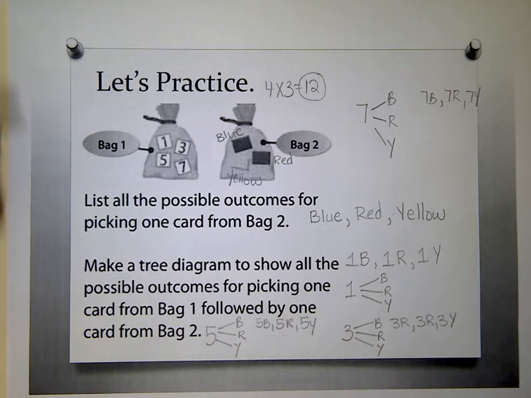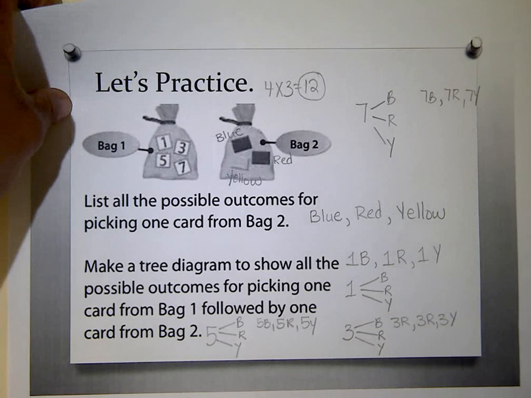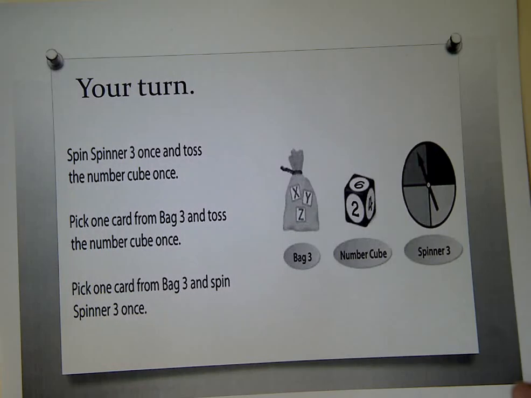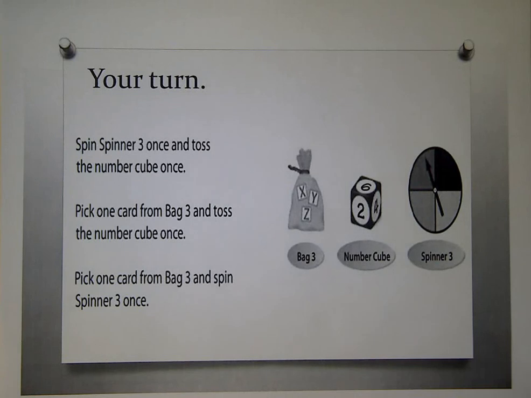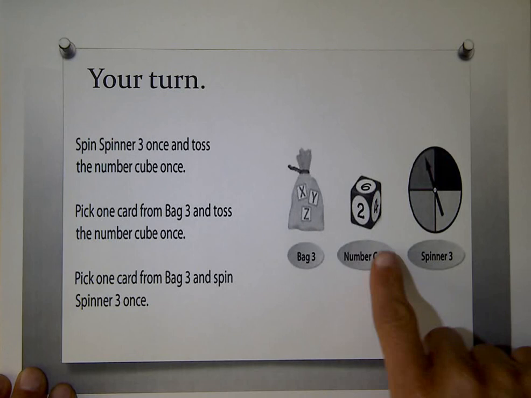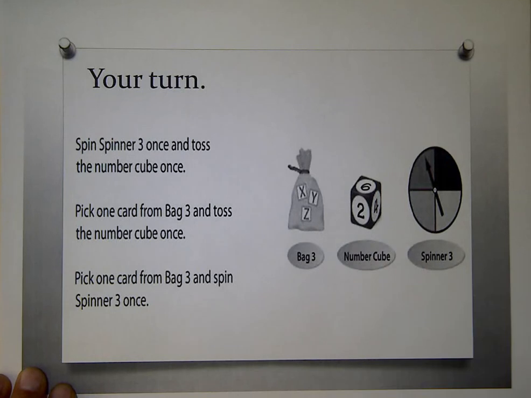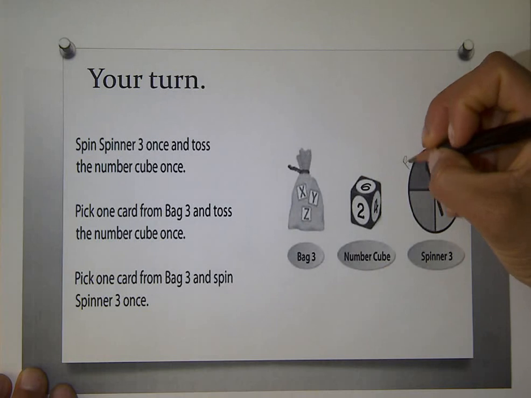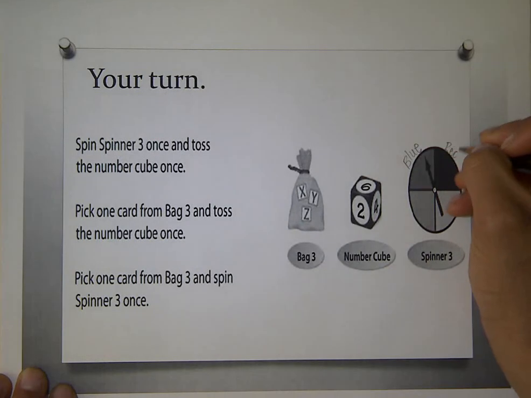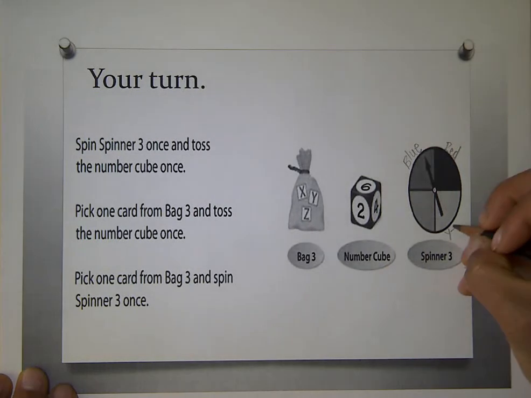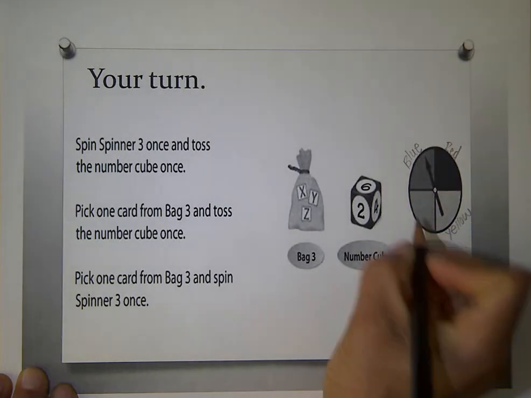Now it is your turn. Spin spinner 3 once and toss the number cube once. What are the possible outcomes? The spinner is blue, red, yellow, and green.